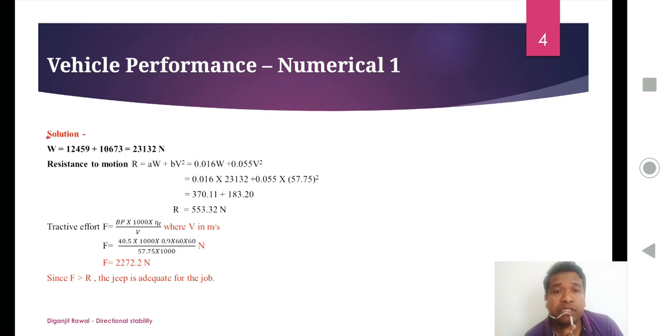So the F becomes 2272.2 Newton. Since F is greater than R, here tractive effort is greater than resistance to motion, so that the GP is adequate for the job. When F is less than capital R, when tractive effort is less than resistance to motion, then GP is not adequate for the job. But we got the value of F greater than R, so our GP is adequate for the job.